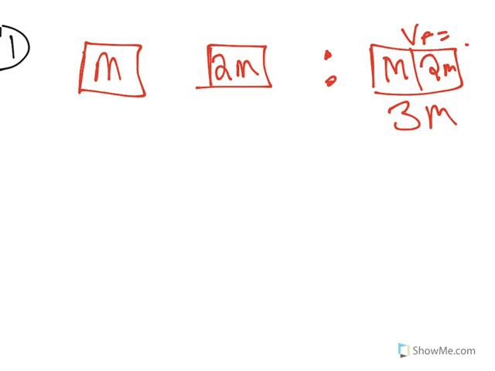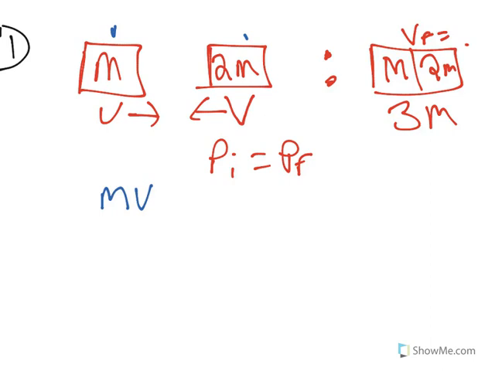So we know that the velocity of this guy is v this way, and the velocity of this guy is v that way. Alright, now we're going to plug this in. Momentum initial equals momentum final, and to find the momentum initial we have to add up our two momentums here and here. So momentum 1 is mass times velocity plus 2m times negative velocity.